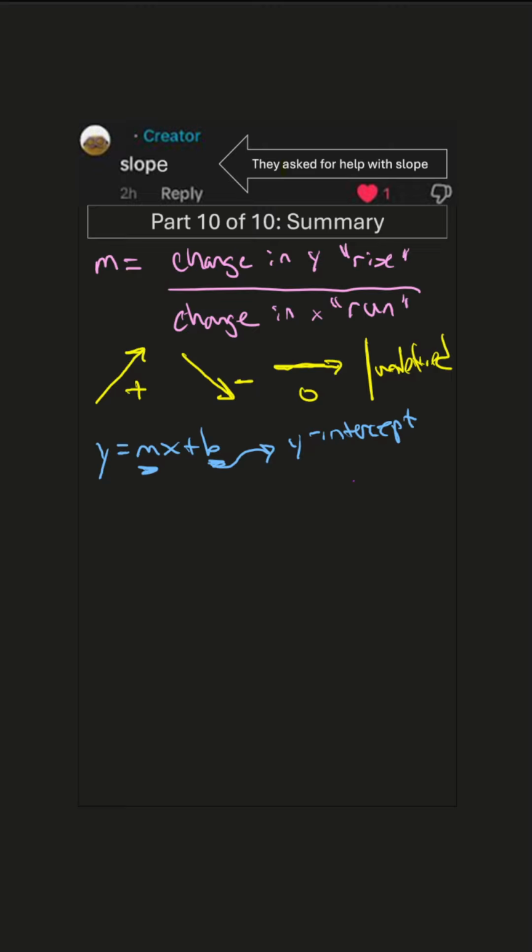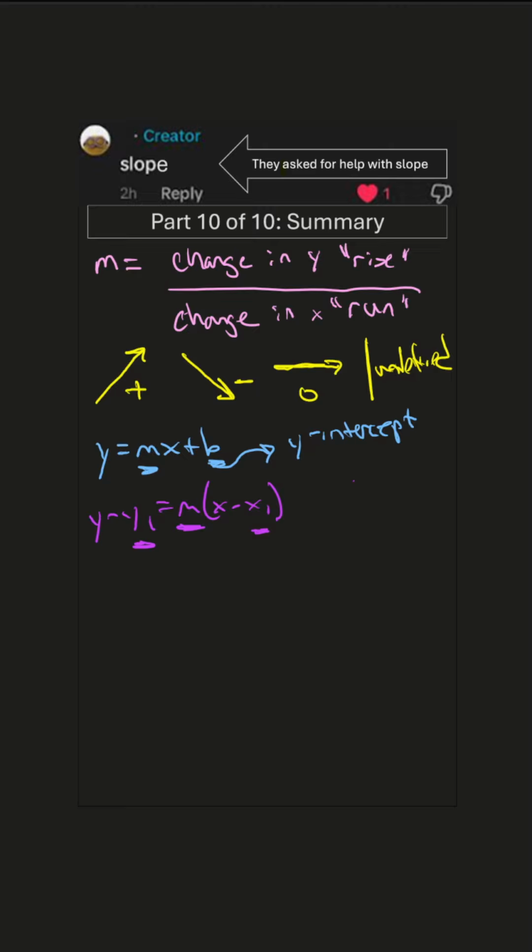The other form is the point-slope form, which is y minus y1 equals m times x minus x1. There's our slope again. And then x1 and y1, those are the coordinates for a point. Okay, so those are our two line forms that involve the slope.